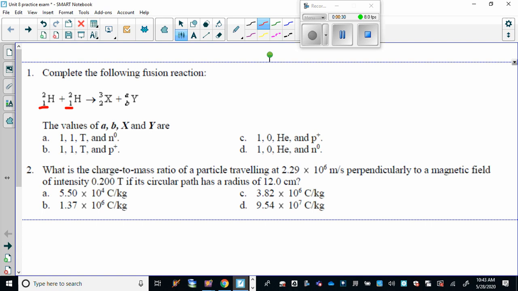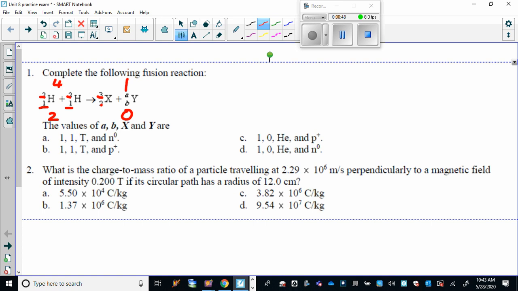Here we have a 1 and a 1, so we have a total of 2 on this side. We have a total of 2 on this side, therefore B must be 0. 2 and 2 makes 4 on this side. We have 3 over here, so A must be 1. All right, what is X?